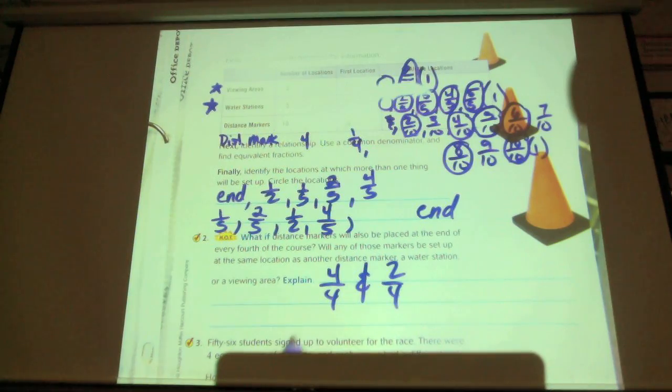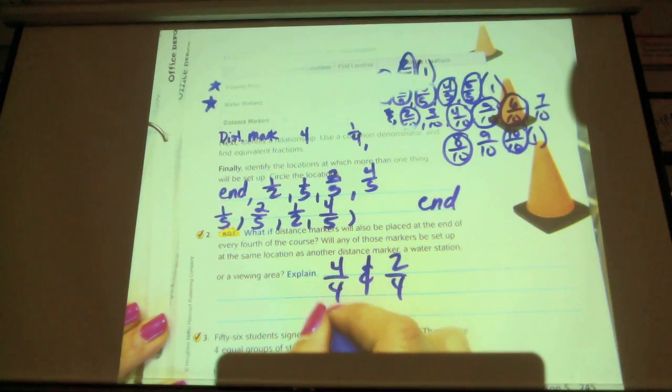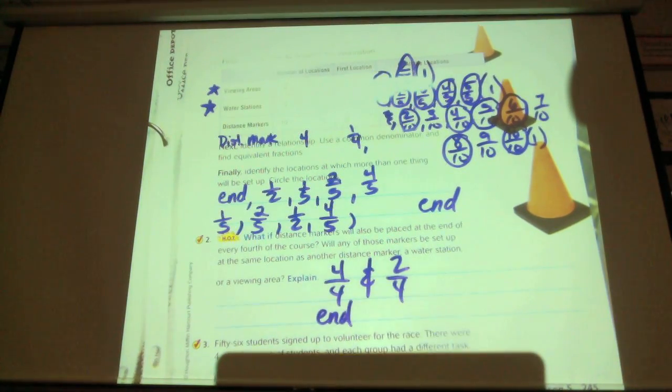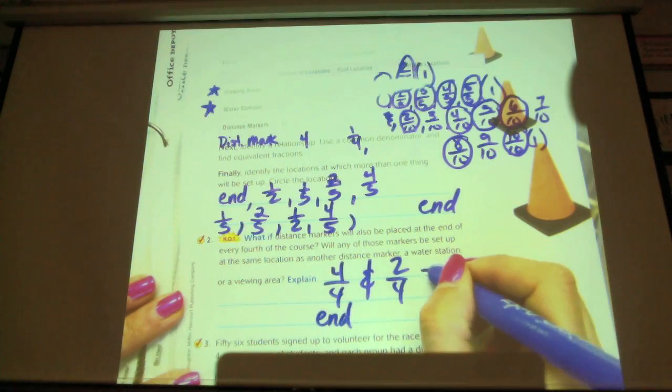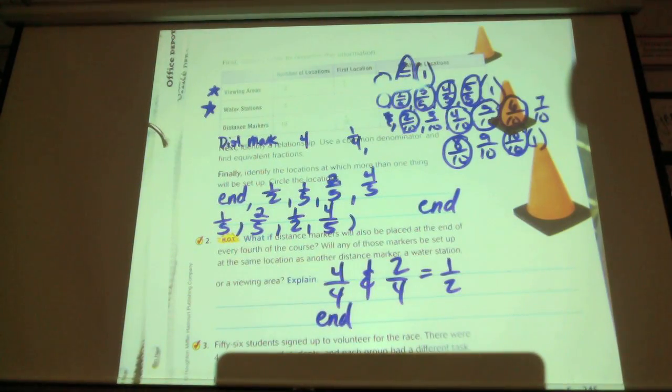Well, this one right here, what is the 4/4? What location is that? Everybody. The end. This is the end, and we've already decided there's some markers at the end. What is an equivalent fraction for 2/4? Brian? 1/2. 1/2, right? And we already decided that there is another location that's 1/2.